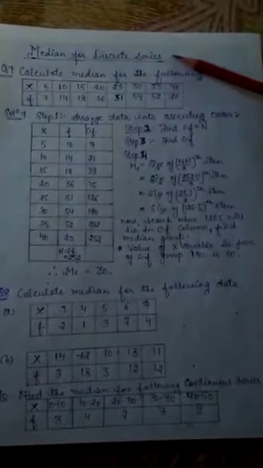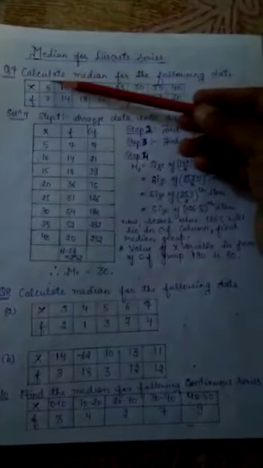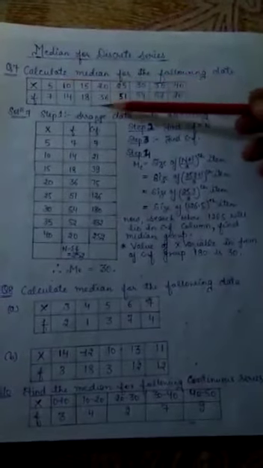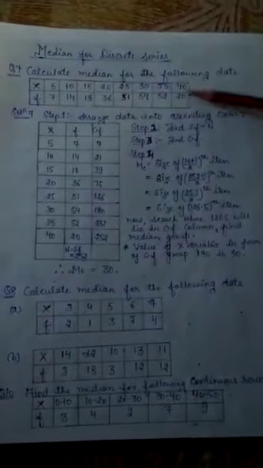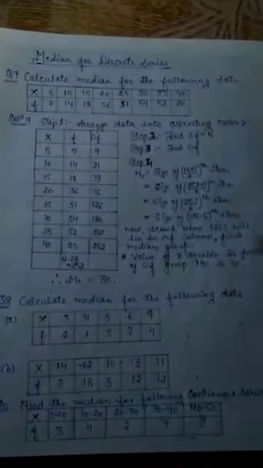Median for discrete series. Now you are seeing that in front of you it is given to calculate median for the following data. X is given, F is given. What you all have to do, you have to write X and F. Now stepwise we will do.